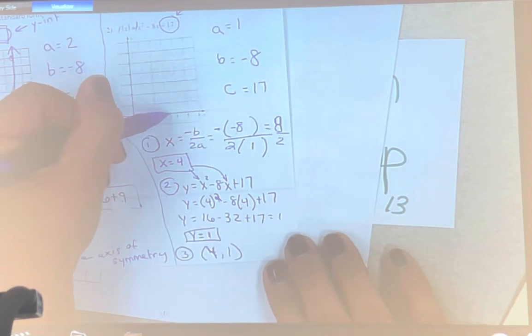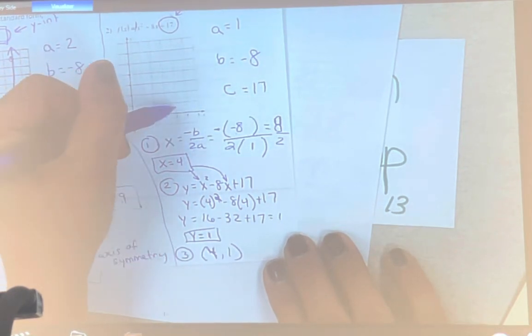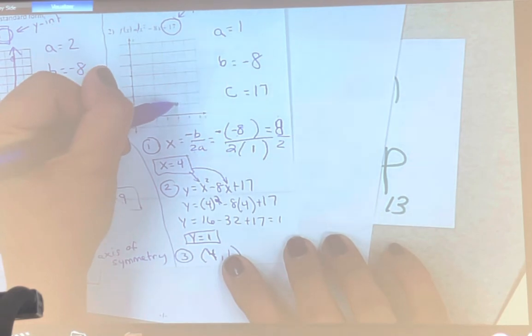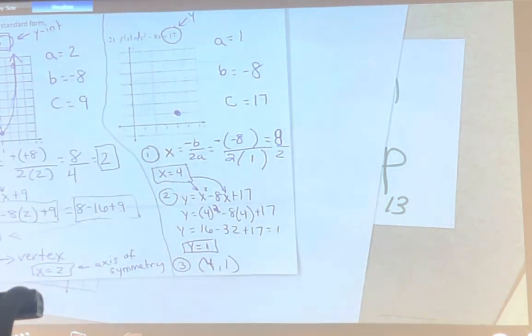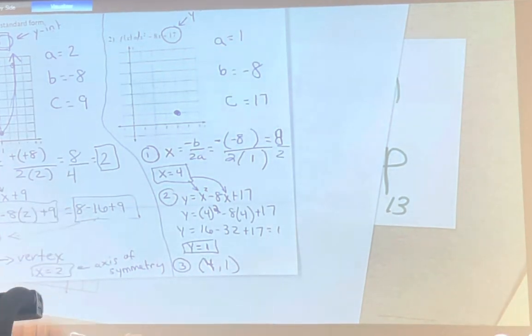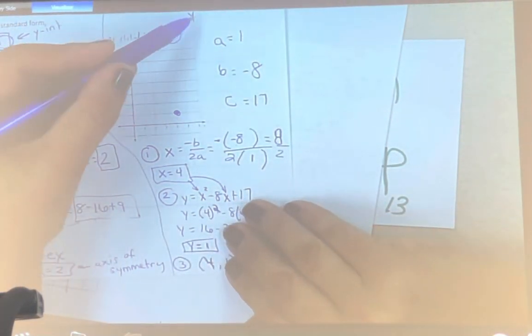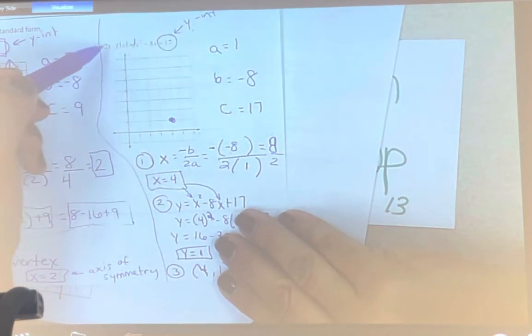1, 2, 3, 4, and up 1. So it's right there. Is this going to be smiling or frowning? Is it positive or negative? It is smiling. But here's the problem. The y-intercept is 17. That's way up here.